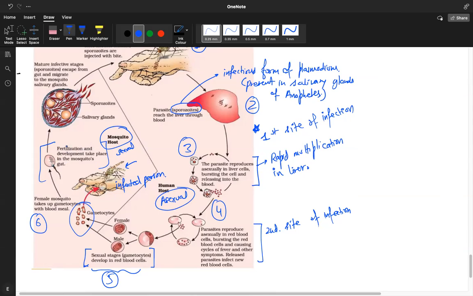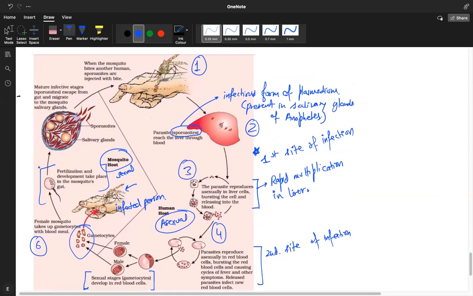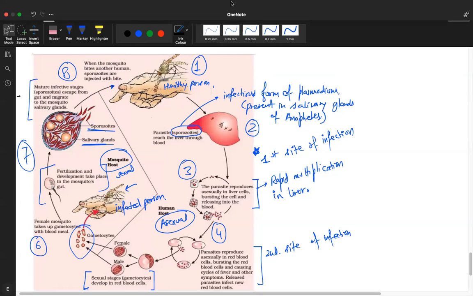So fertilization takes place in the salivary glands, where after the fertilization, again, mature infective stages, which are called sporozoites, are formed in the salivary gland. Then again, this is stage 7. Then again at stage 8, that mosquito has to bite another healthy person, right? A normal person. Do you understand? And the cycle continues. Does everyone understand this? Say yes or no? Yes, sir. Everyone, is the cycle clear to you?